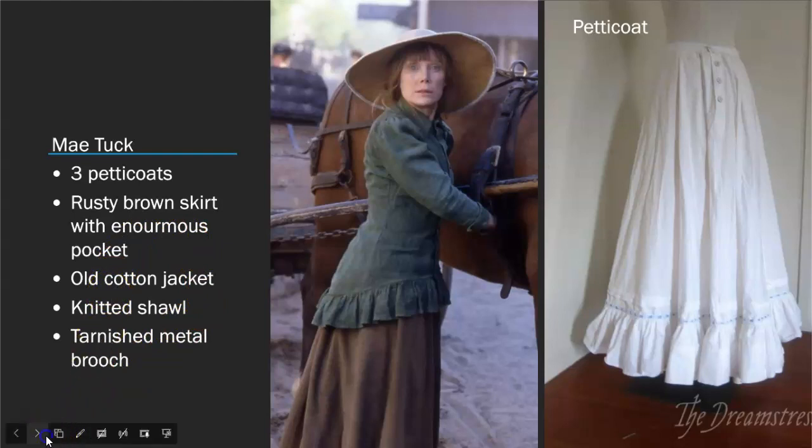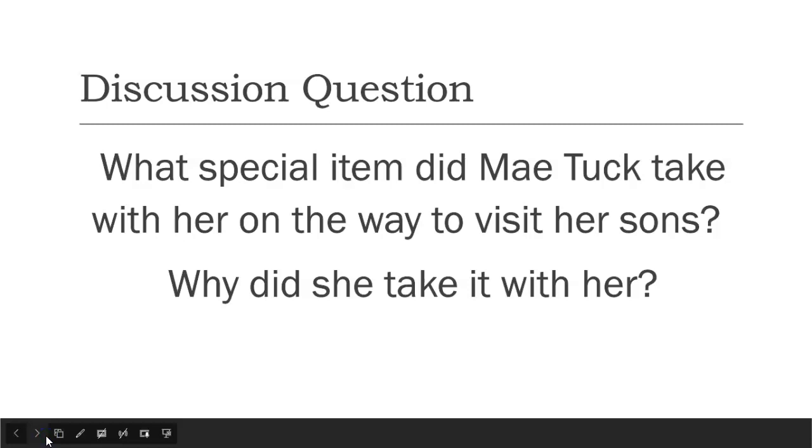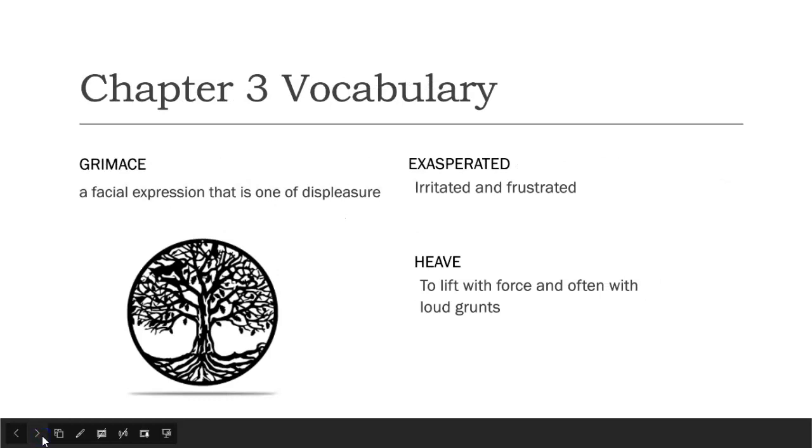All right, what special item did May Tuck take with her on the way to visit her sons? Why did she take it with her? All right, chapter 3.